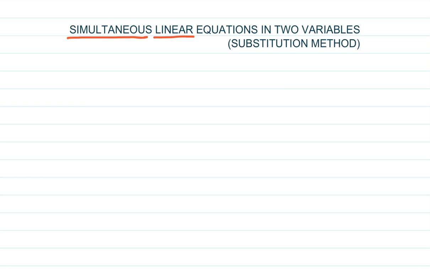See this equation, x plus y is equal to 10. The power of x here is 1, power of y is 1. And so, the highest power in this equation is 1 and is called a linear equation.